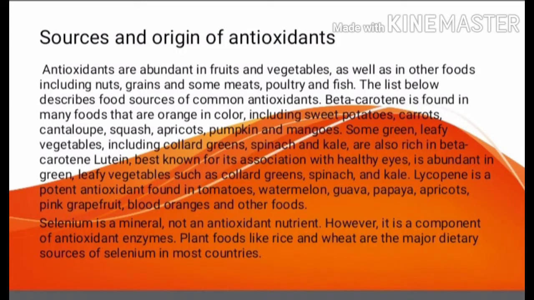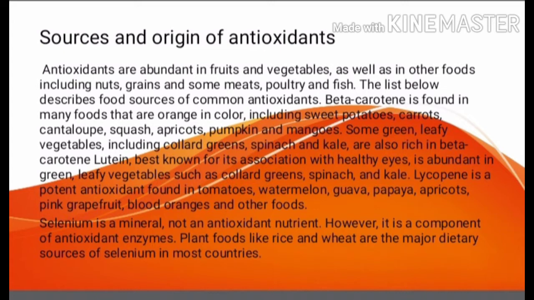This is the second part of the video on the topic of antioxidants. Before I explain the classification of antioxidants, let's see some of the sources and origins of antioxidants. You cannot see it in the slide, but the sources and origins of antioxidants are a part of this topic.